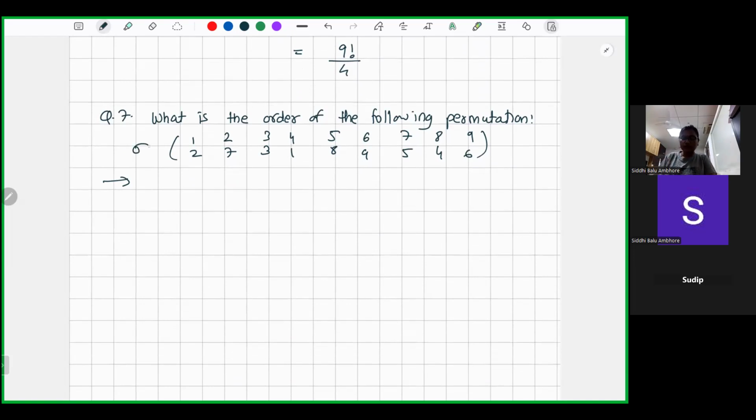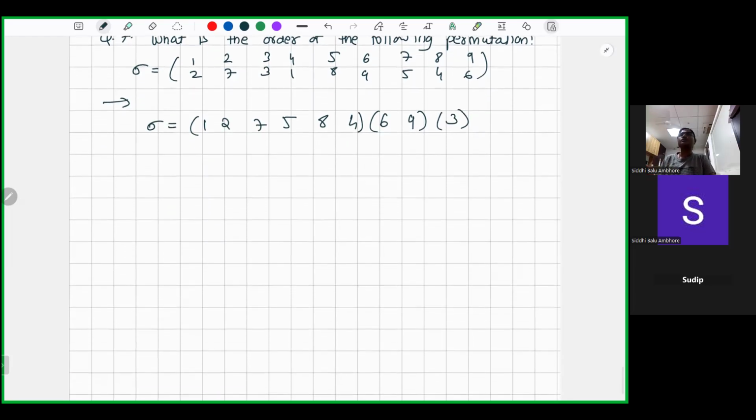So if I call this sigma, then sigma is what? 1 goes to 2, 2 goes to 7, 7 goes to 5, 5 goes to 8, 8 goes to 4, and 4 goes to 1. That's it. And here 6 goes to 9, and 9 goes to 6. That's it. And 3 is fixed here. So these are the disjoint cycles which I have.